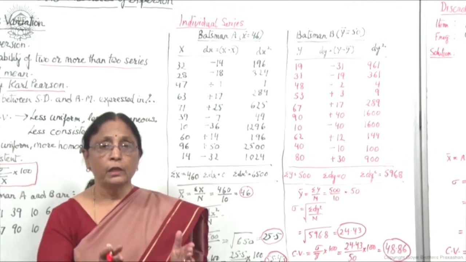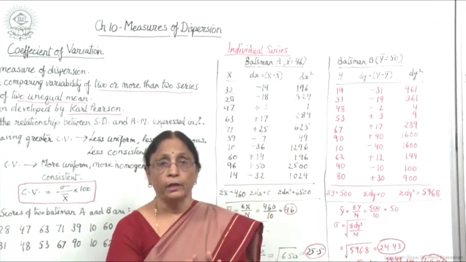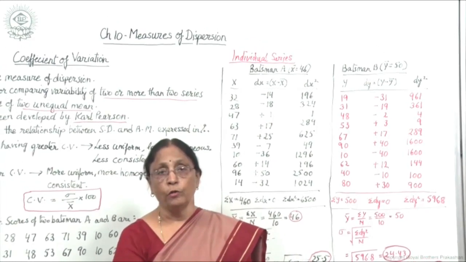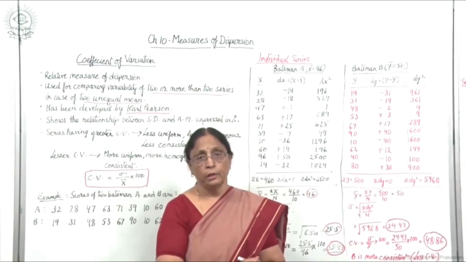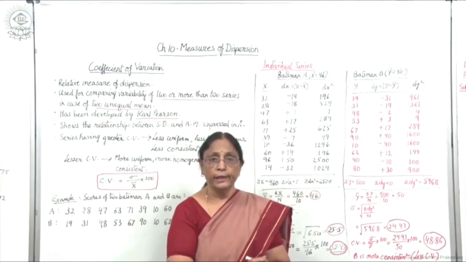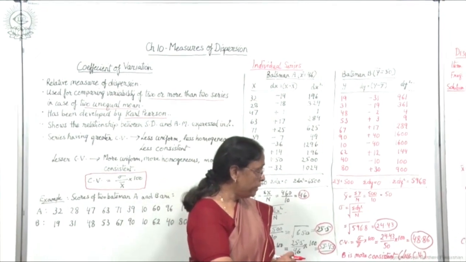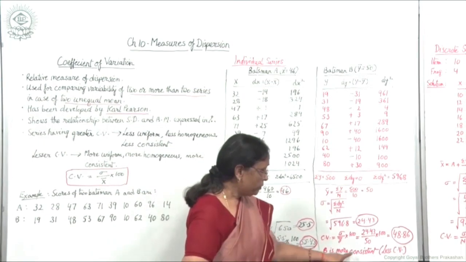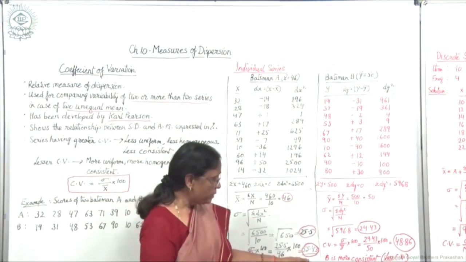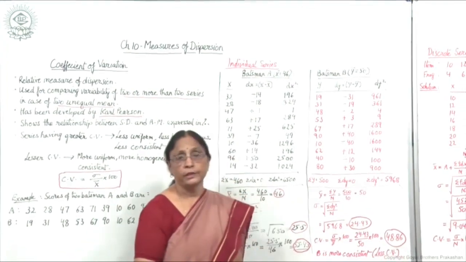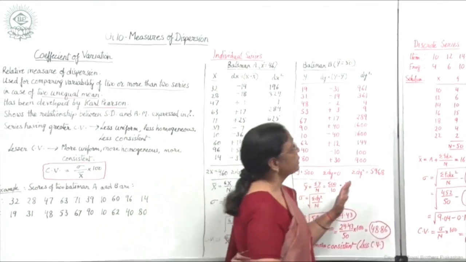So in this way, the means of the two series were different, and in this way we can compare the consistency or variability of two types of series. If CV is less, this shows it is more consistent, and if it is more, it shows less consistent. This one is less consistent and this one is more consistent, right? So this is the case of an individual series.